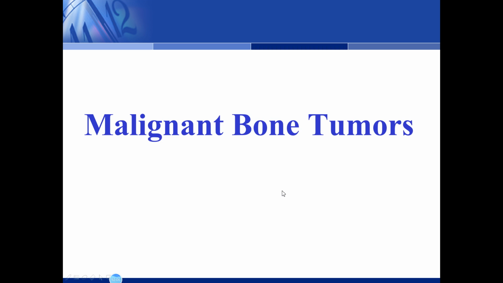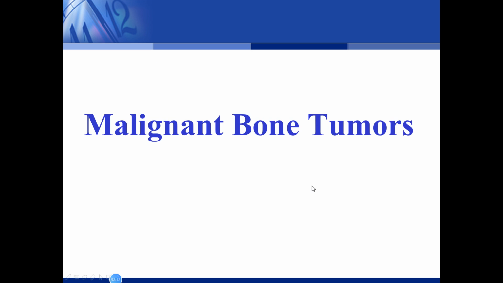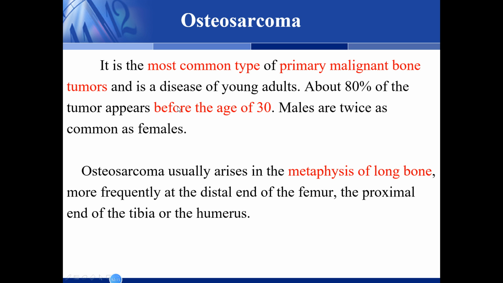Malignant bone tumors. We will learn two malignant bone tumors. One is osteosarcoma. It is the most common type of primary malignant bone tumors, and it's a disease of young adults. About 80% of the tumors appear before the age of 30. Males are twice as common as females. Osteosarcoma usually arises in the metaphysis of a long bone, more frequently at the distal end of the femur, the proximal end of the tibia, or the humerus.